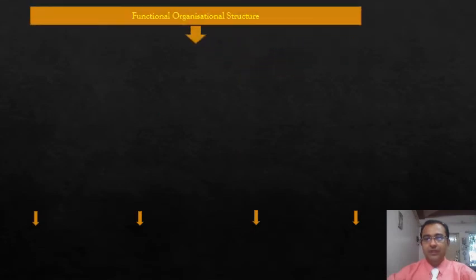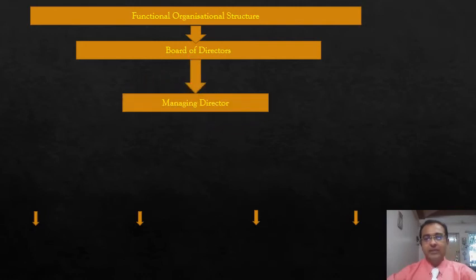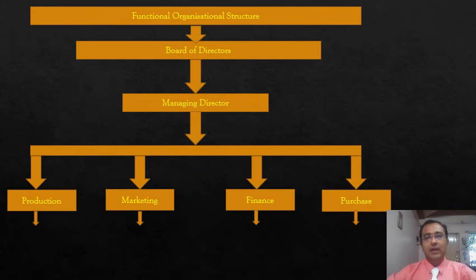Now let's see how the functions are classified into different activities and what the functional organizational structure looks like. First one, there is the board of directors. Under them would be the managing director, and the managing director will create departments on the basis of the main functions being performed in the organization, that is production, marketing, finance, and purchase.